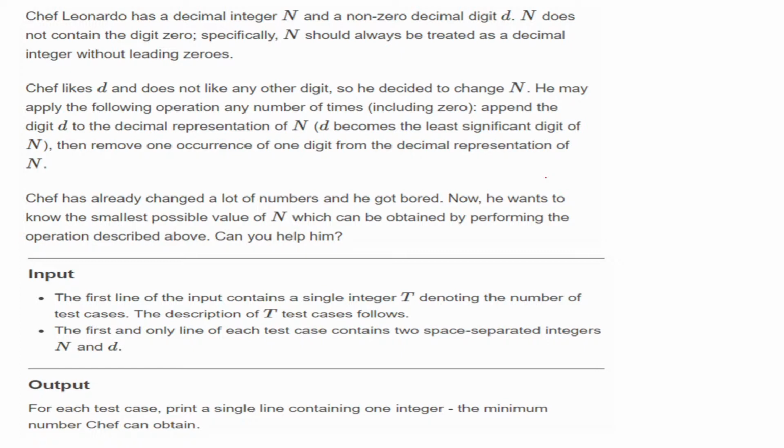So let's look at the input. The first line will contain T, the number of test cases, and the T lines will contain two space-separated integers, that is capital N and the value of small d. And in the output, we need to print the minimum number Chef can obtain.